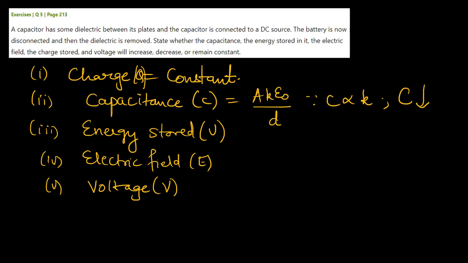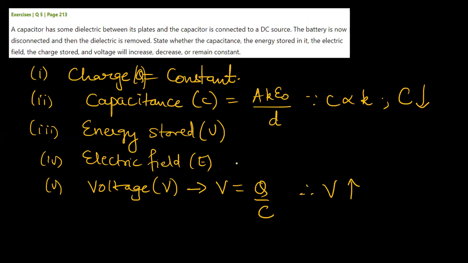Capacitance is related to voltage. How? We have V equal to Q upon C. Since Q is constant and capacitance decreases, therefore voltage will increase. V and C are inversely related to each other, right? Q is constant, so as C is decreasing, V will increase.